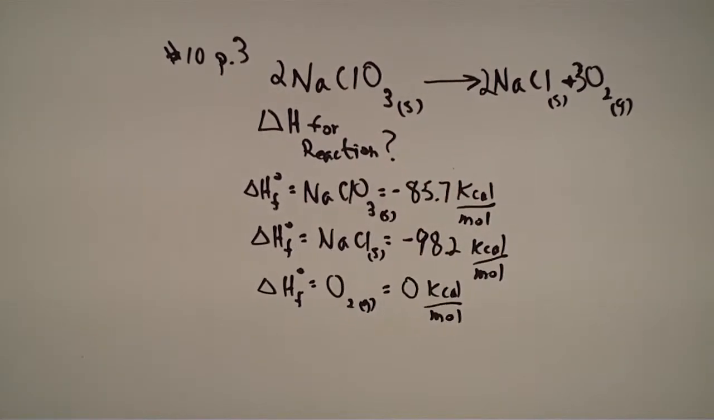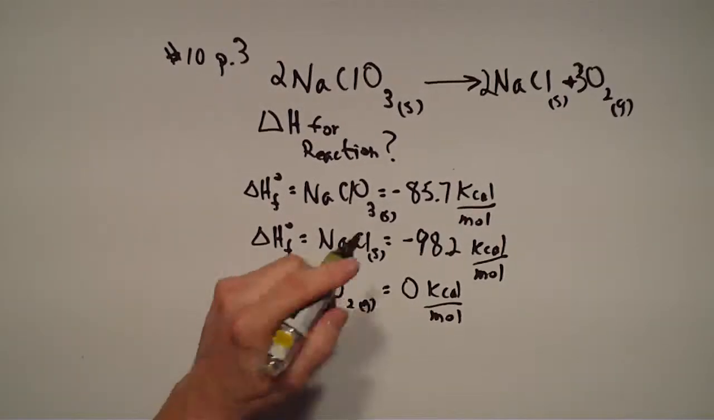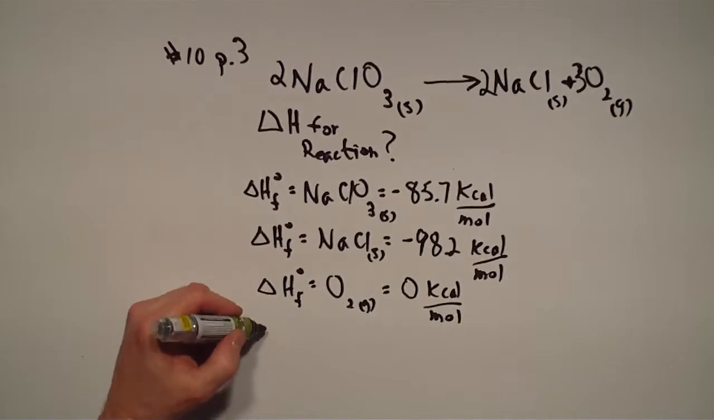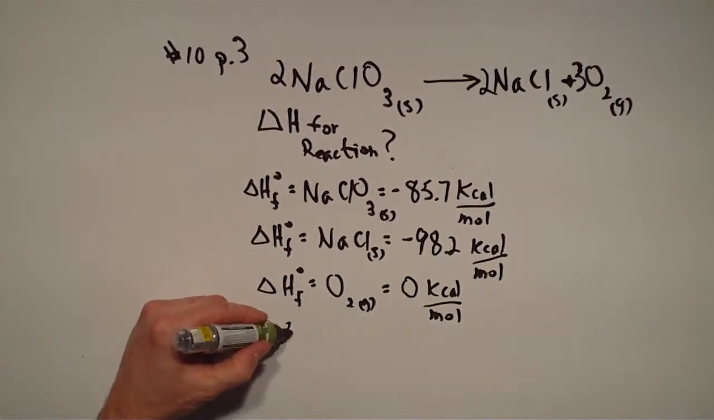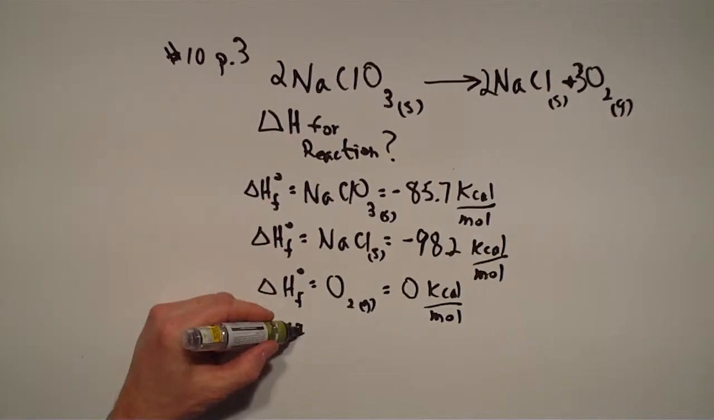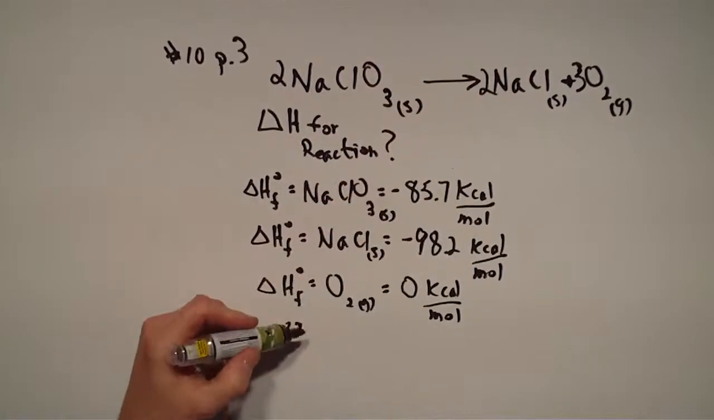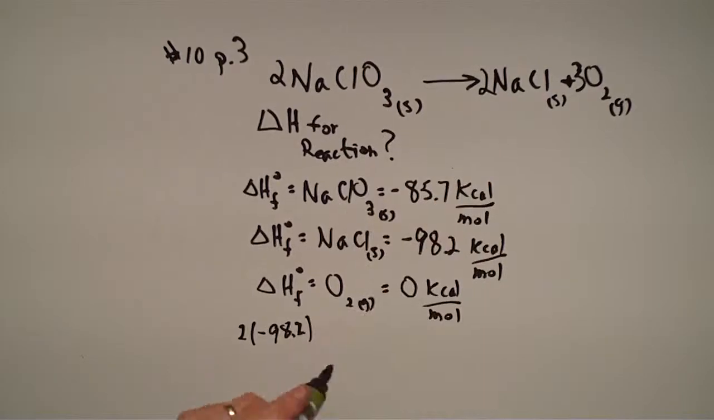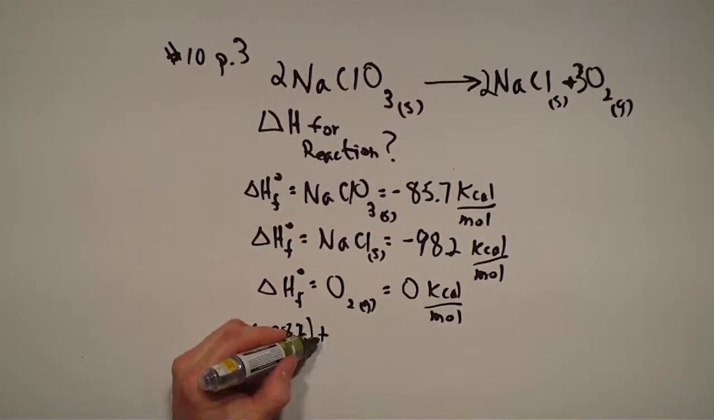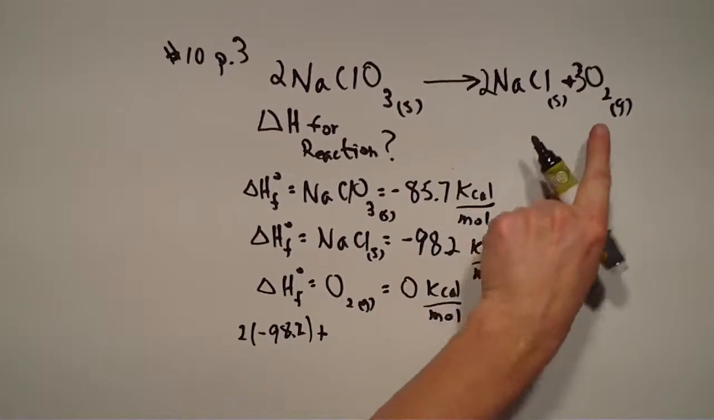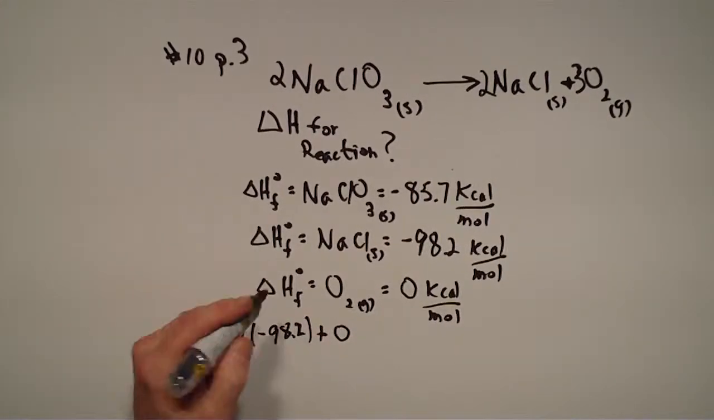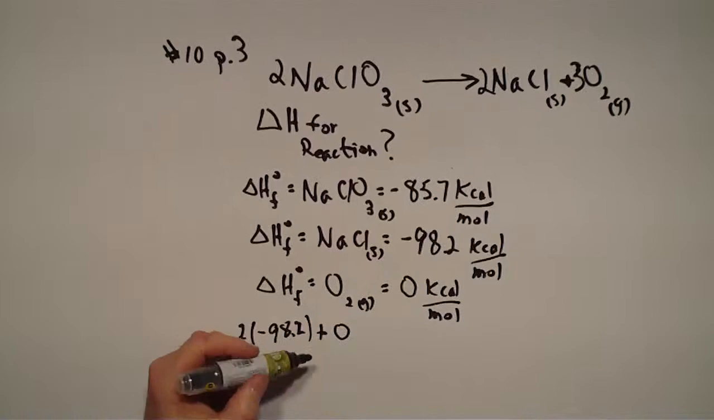And we need to find it for 1 mole. So let's go ahead and start that. Over here we have NaCl, which is negative 98.2. And I'm going to go ahead and follow through the coefficients. I'm going to multiply that by 2, as I have 2 moles of that. I'm going to add to that the value for oxygen, which is 0, as you can see. So that takes care of our products.